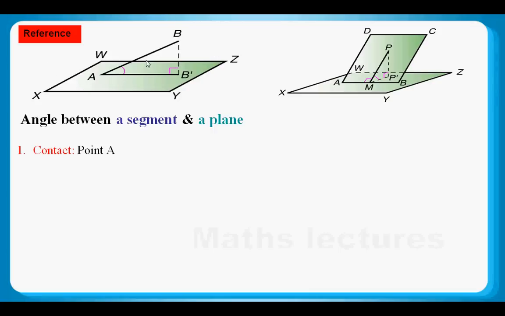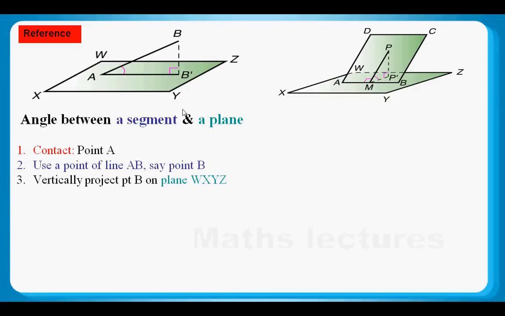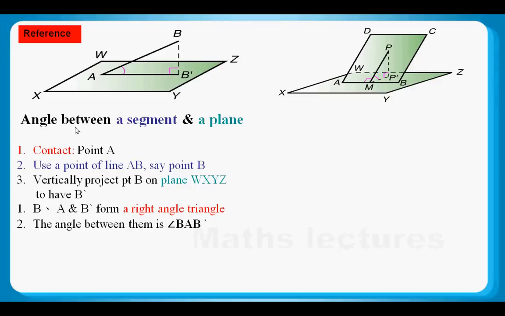In this case, the contact between the line AB, or the segment AB, and the plane WYZ is A. And then we choose any point on this line AB. In our case, I say B. There is also an image or a projected point, which is the vertical projection of point B. We call it B dash here. We need to have the projected point of B on the plane WYZ to form a right angle triangle. And then the angle between a segment and a plane is angle BAB dash. Remember, A is the vertex of this angle.